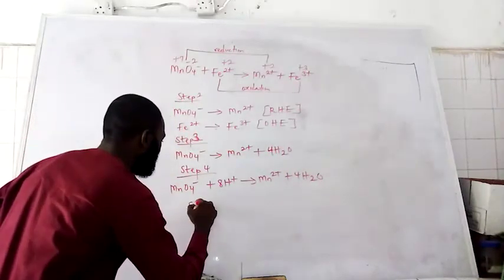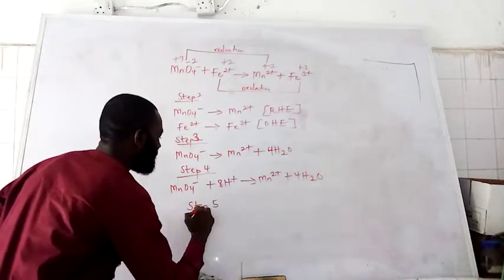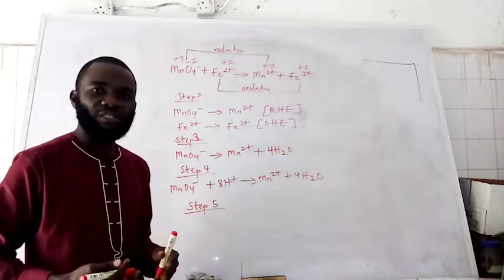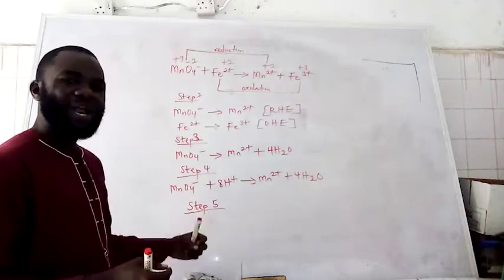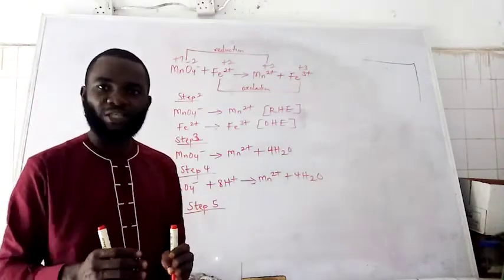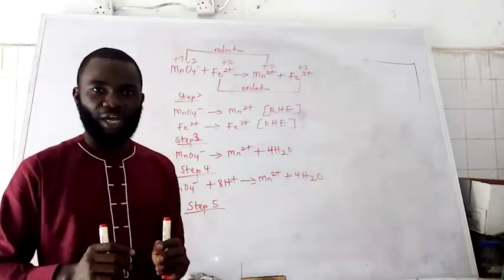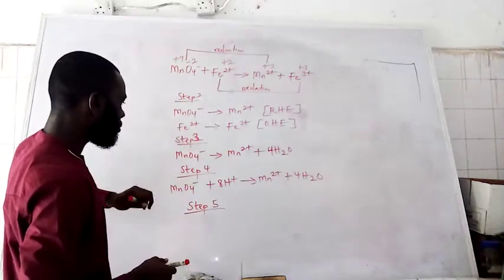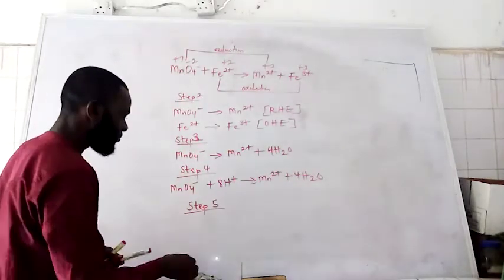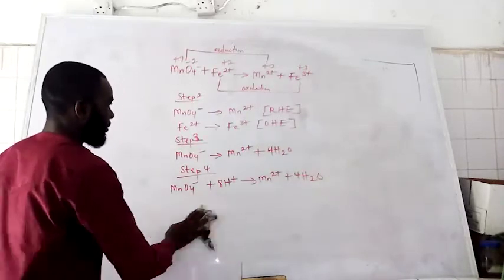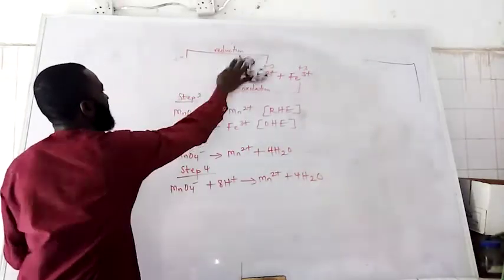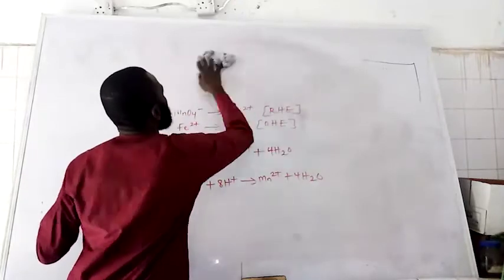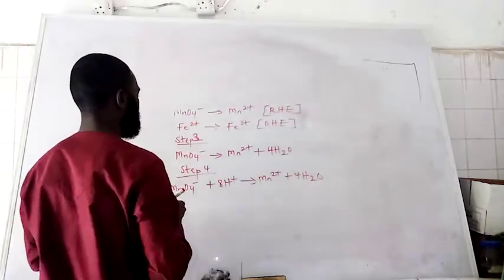For my step 5, what I have to do in step 5 is simply to balance the charges. I've been able to balance the atoms, so I'm going to what? Balance the charges. How do I balance the charges? Let me start with this very equation, okay? Let me write my step 5 here to make it clearer.